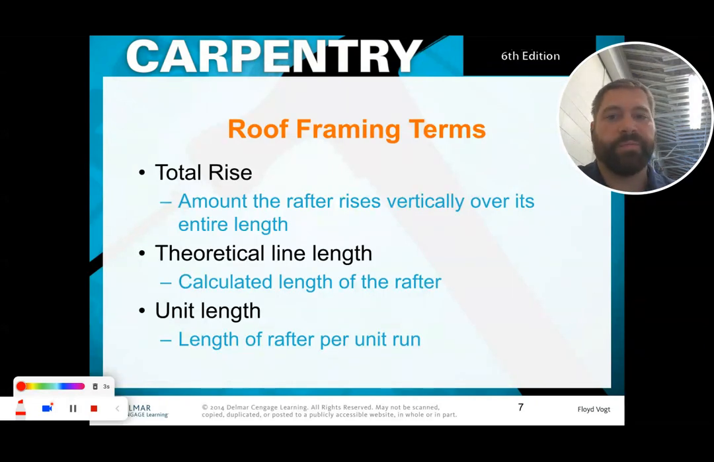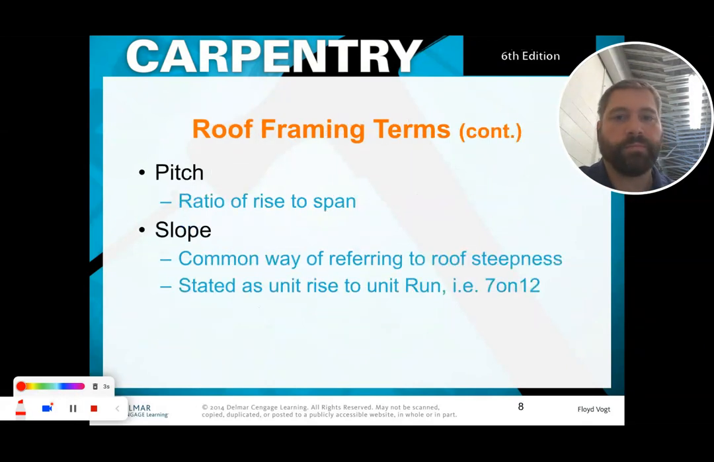Roof framing terms. So total rise, the amount the rafter rises vertically over its entire length. The theoretical line length is the calculated length of the rafter, which we'll be doing. The unit length is the length of rafter per unit run. Continued terms, the pitch, it's the ratio of the rise to the span. So we'll probably be doing what's called a 7/12 or 6/12 roof. The slope is a common way of referring to roof steepness, stated as unit rise to run. For example, 7 on 12.